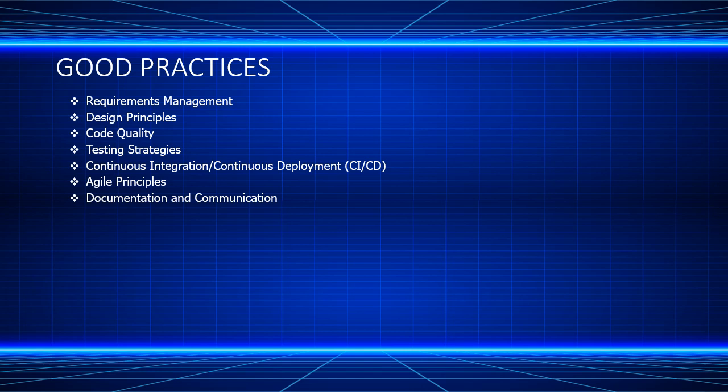Continuous integration/continuous deployment, CI/CD. Establish CI/CD pipelines to automate build, test, and deployment processes, facilitating swift and frequent delivery of software updates. Ensure that CI/CD pipelines are robust, scalable, and seamlessly integrated with version control systems and testing frameworks. Agile principles. Embrace agile principles like customer collaboration, iterative development, and responsiveness to change to swiftly adapt to evolving requirements and market dynamics. Cultivate a culture of transparency, accountability, and continual improvement within the development team.